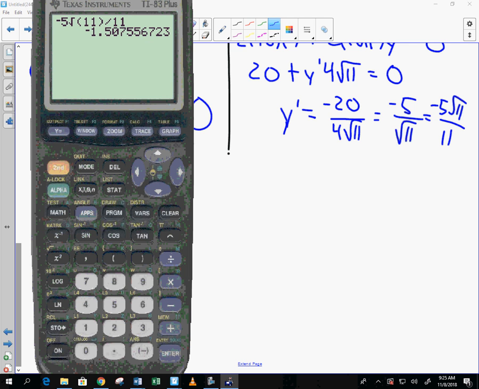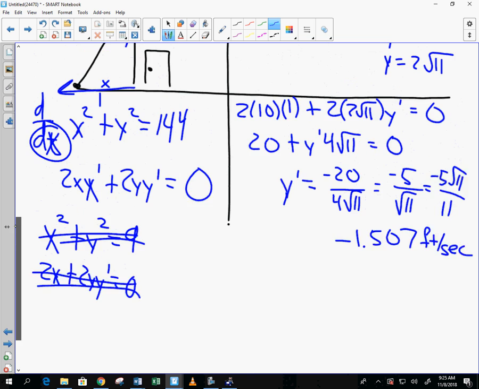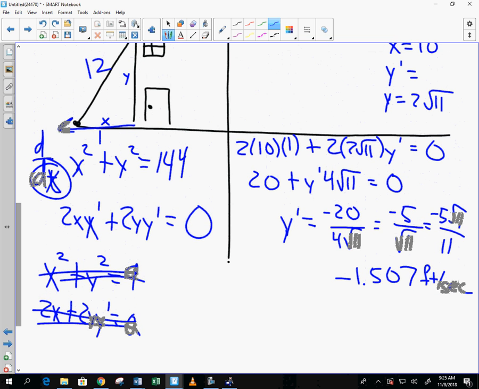And we get negative 1.507 what? Feet per second. Now, my question to you is this. Why in the heck is it negative? Oh, interesting. Here's what I haven't come to reconcile yet: it looks like if it's moving backward, the x prime should be negative as well, doesn't it? But I could have just put it on the other side, right? Doesn't really matter.